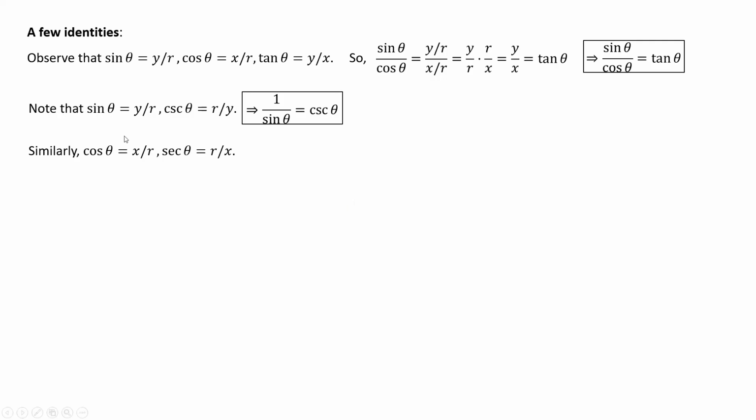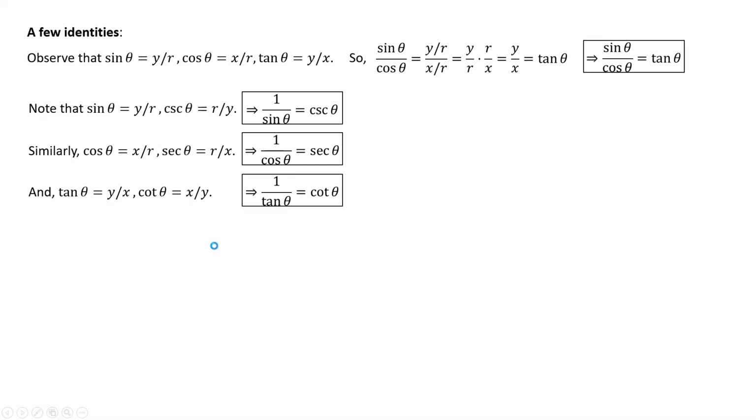And cosine theta is x over r, whereas secant theta is r over x. That means there is an inverse relationship between secant and cosine. 1 over cosine theta is secant theta. Cool. What else? Tangent theta happens to be y over x, and cotangent theta is x over y.